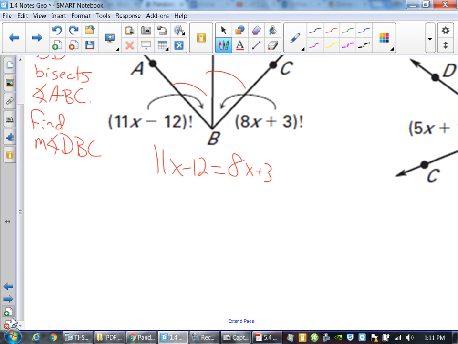So in this case, who do you pick on, the 11x or the 8x? 8x. Yep. Subtract the 8x to the other side. At the exact same time, we're going to add 12. I get 3x is 15. Therefore, x is then 5.